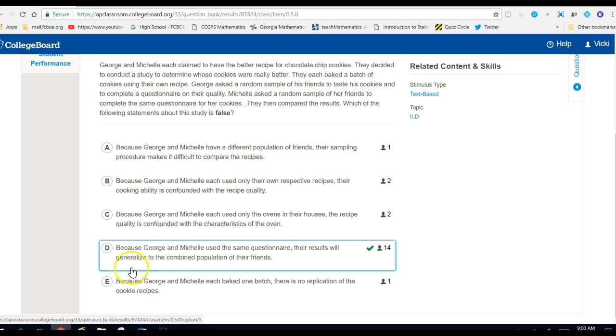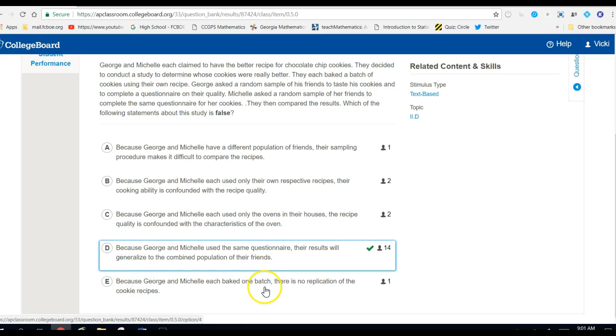So what you would have to do here is actually get all of their friends. You would have to alphabetize them, give them a label, randomly select from their group of friends, and then you would probably want to have them taste both cookies by random assignment of which cookie they taste first, almost doing a matched pairs design. That's just how I think this would work the best way. But definitely D, this is not a true statement. You cannot generalize to the combined population. So that's your false one.